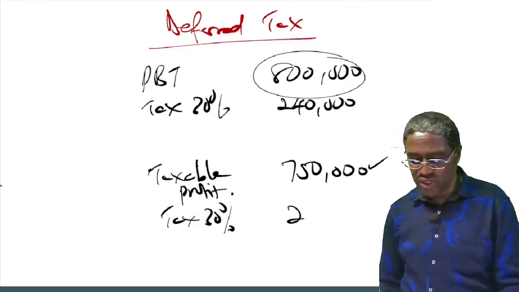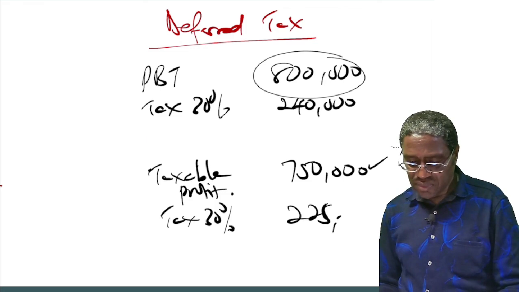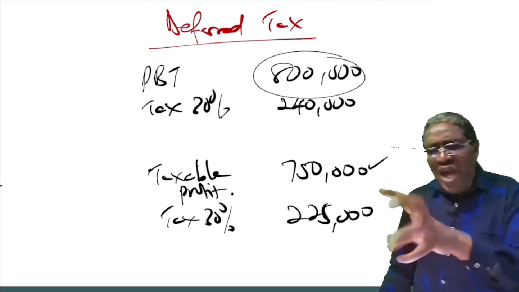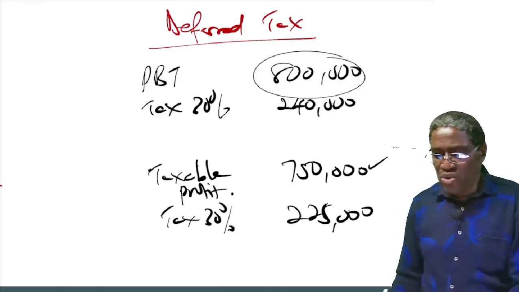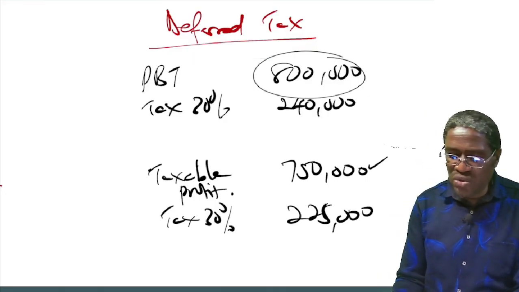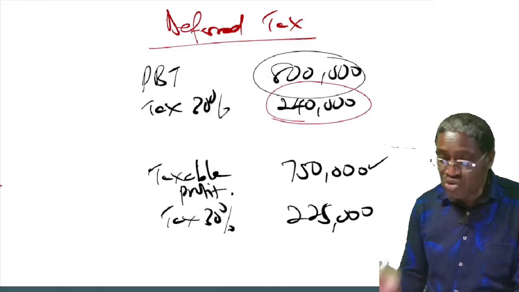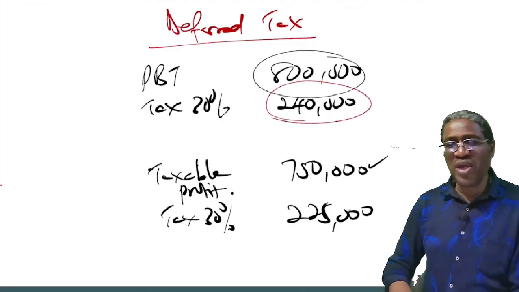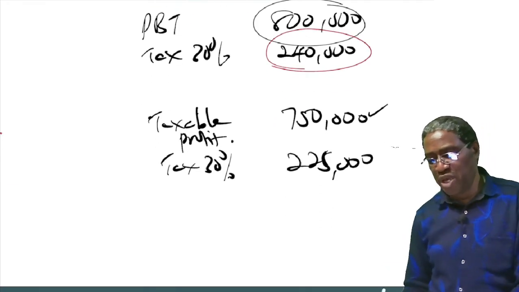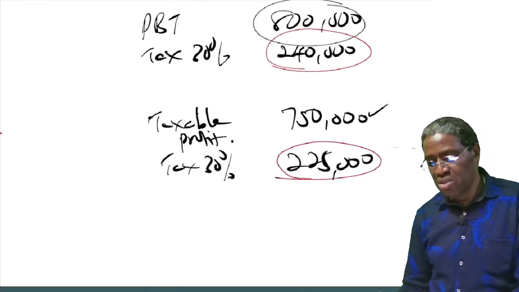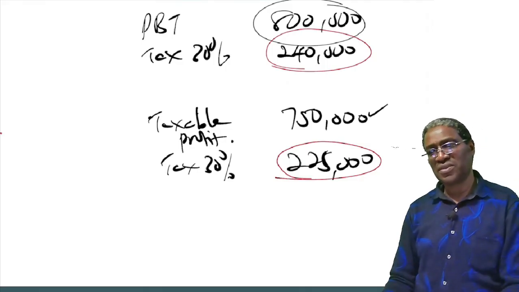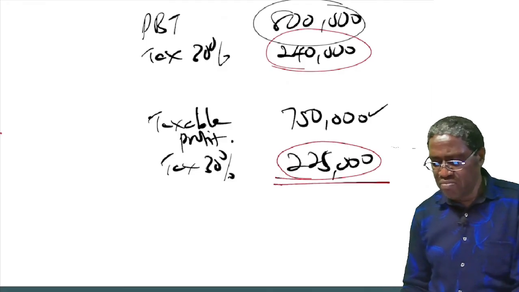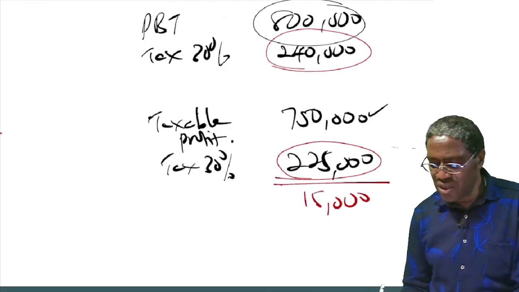That's about 225. Listen. So while you thought you're going to pay tax on 240, the taxman told you, no, you're not paying tax of 240, you are paying me tax of 225. So there's a difference between mine and his by how much? By about 15,000.